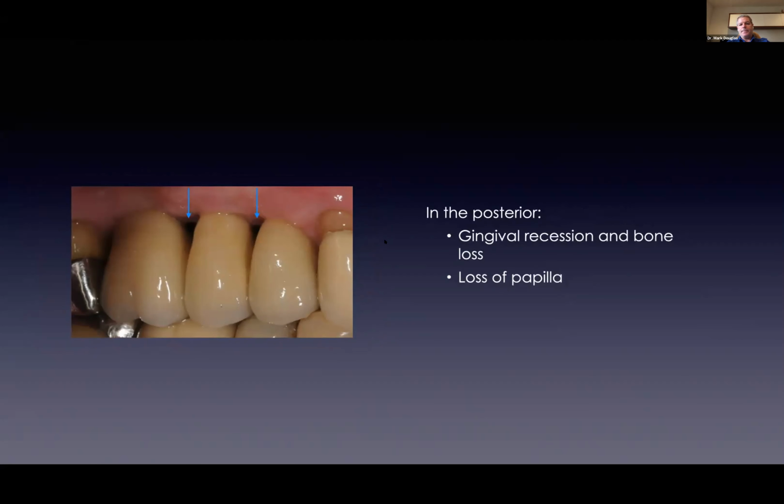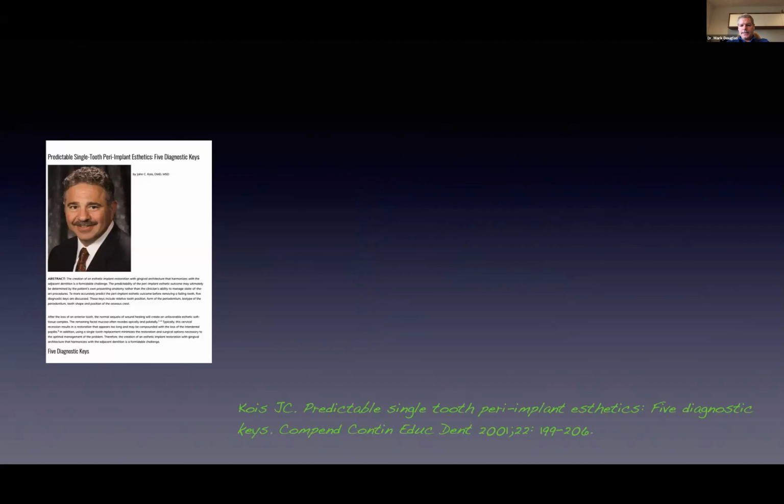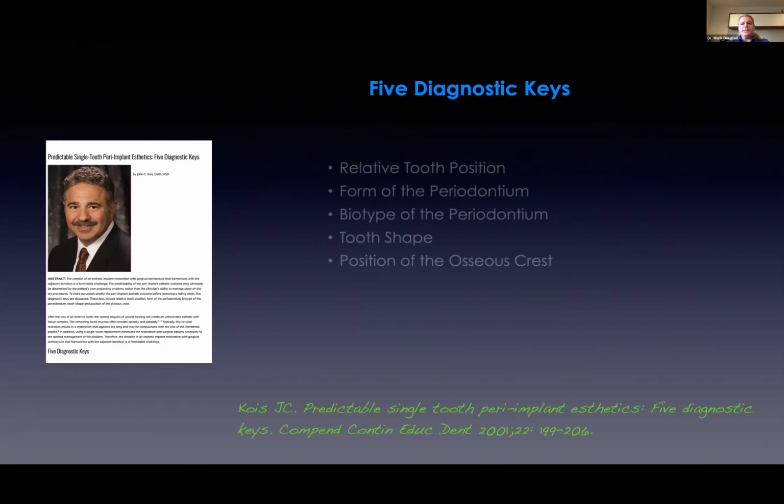These types of situations are really what got me interested in exploring ways that I could improve the outcome of implants like this. So back in 2001, John Kois wrote an article, Predictable Single Tooth Peri-Implant Aesthetics: 5 Diagnostic Keys. And this article has been cited numerous times. And so what are the 5 diagnostic keys? They are relative tooth position, form of the periodontium, biotype of the periodontium, tooth shape, and the position of the osseous crest. And we're going to go through each of these individually.